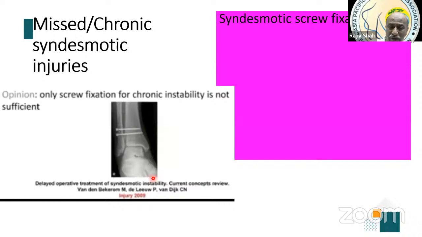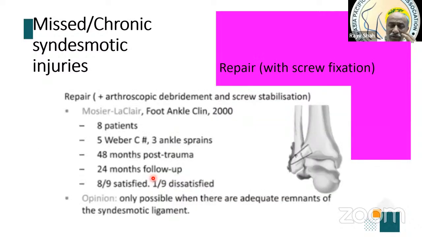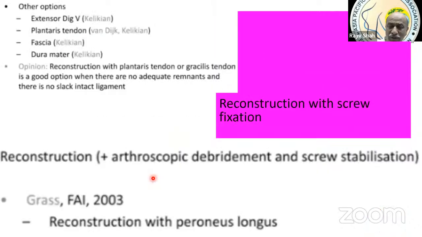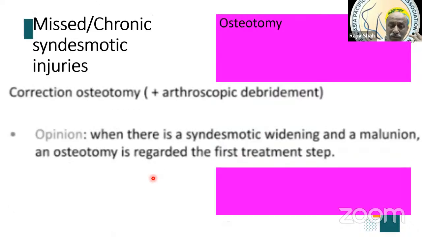Missed or chronic syndesmotic injury, you have various choices: syndesmotic debridement and screw fixation, which is mostly not sufficient. So you can repair and put in a screw fixation, you can reconstruct and put in a screw fixation, you can do bone block transfer and screw fixation, or you can do syndesmotic fusion.